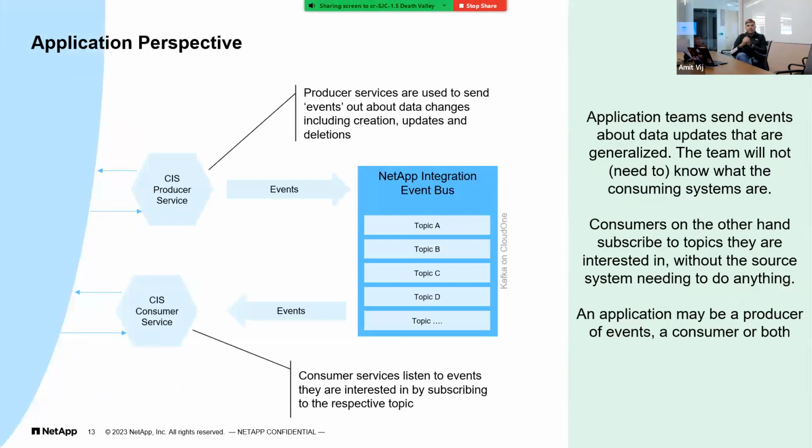So on the CIS architecture, what we have is basically we have introduced the concept of producer service and a consumer service. Again, these are microservices. And then within the integration bus, within our Kafka, we have topics. And then the producer will produce events. And then if there are multiple subscribers, they would subscribe to one or more of those events.